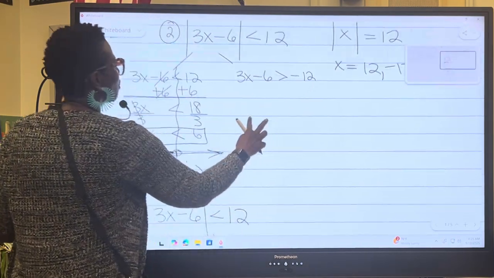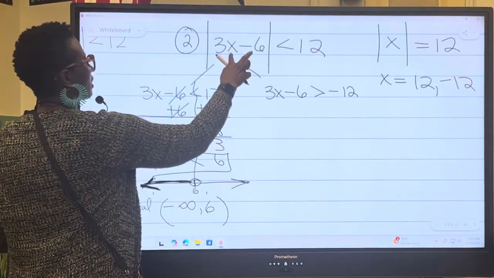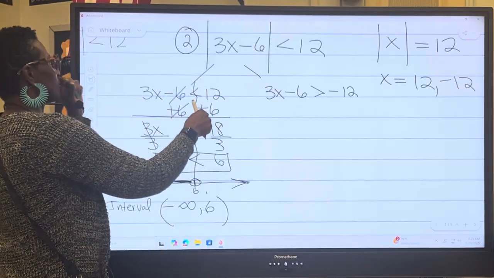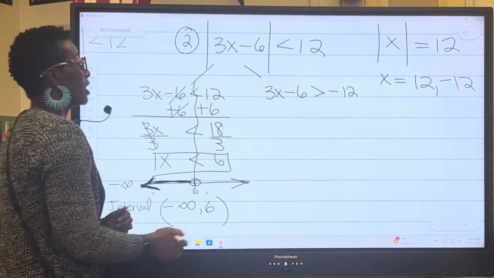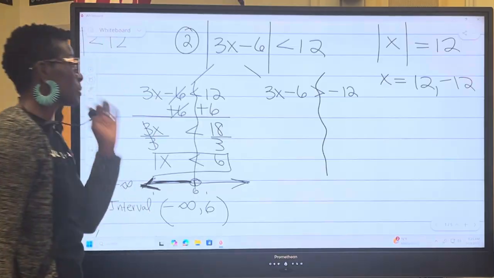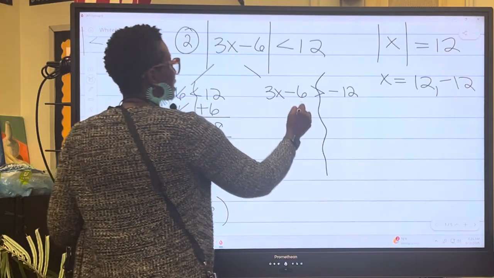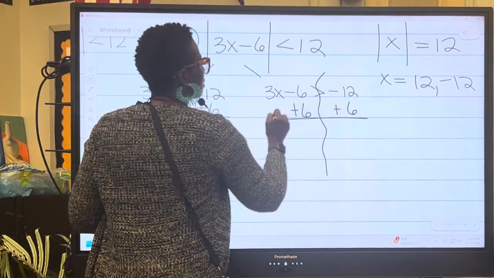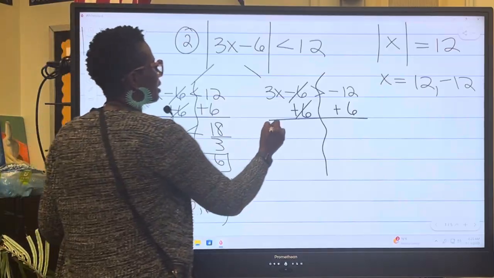Let's go here. We got 3x. We split that up. It had less than 12. Now we have greater than negative 12. Again, let's solve. What do I do first, people? Add 6 to both sides. Those cancel out. Now I get what?